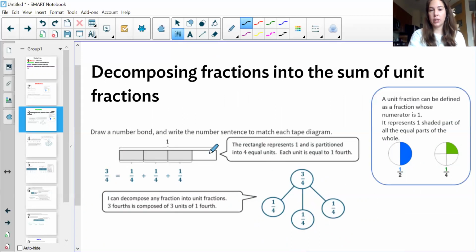Now you can also draw a tape diagram. The tape diagram represents one whole, but we're only going to shade in 3 parts because it's 3/4. 1/4, 1/4, and 1/4. And then the brackets here show how we write the fraction. 3/4 equals 1/4 plus 1/4 plus 1/4. These are all unit fractions.